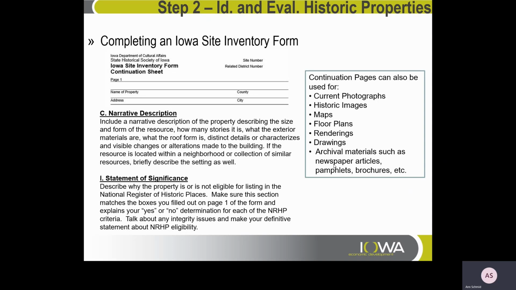The inventory form should be limited to the evaluation of the resource as it stands today. The inventory form is not the place to put any information about the proposed federal action. That comes in step 3 of this process. We are only in the identification and evaluation of resources. So we are looking at the resource as it stands today, and we are documenting if that resource is eligible for the National Register of Historic Places.